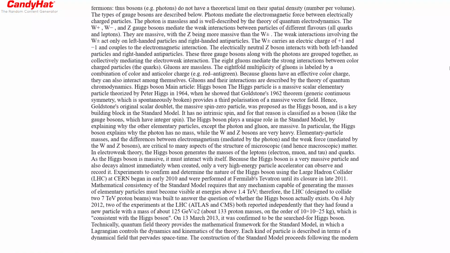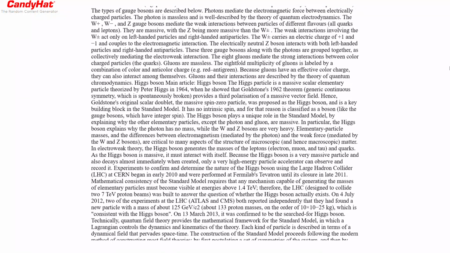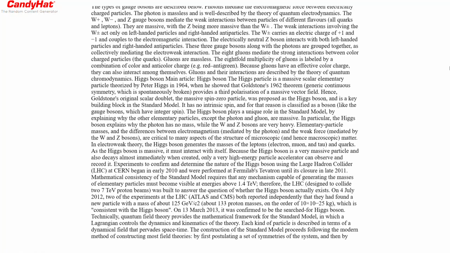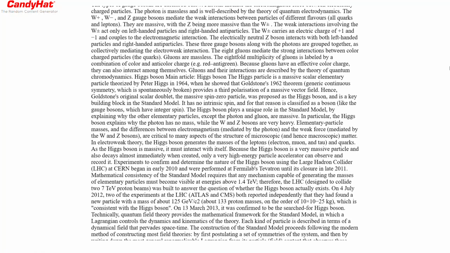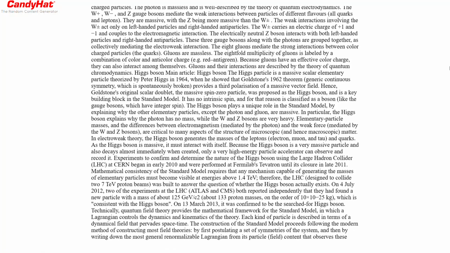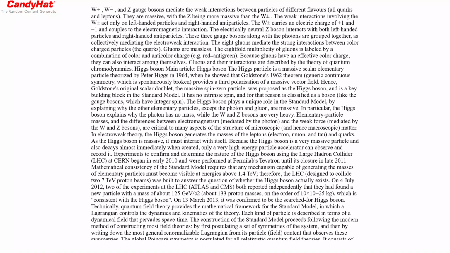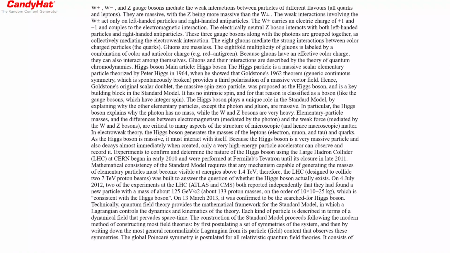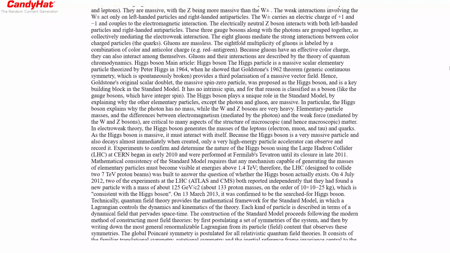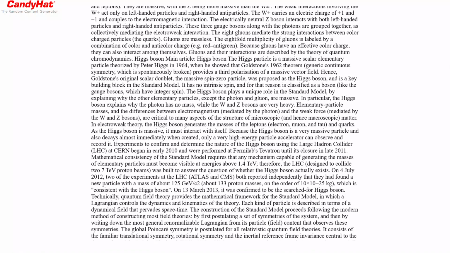Experiments to confirm and determine the nature of the Higgs boson using the Large Hadron Collider, LHC, at CERN began in early 2010 and were performed at Fermilab's Tevatron until its closure in late 2011. Mathematical consistency of the Standard Model requires that any mechanism capable of generating the masses of elementary particles must become visible at energies above 1.4 TeV.